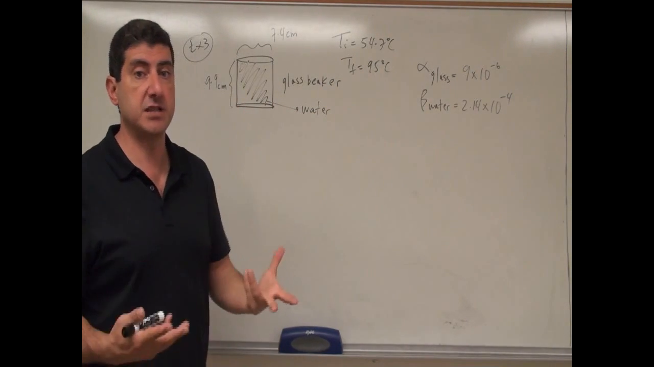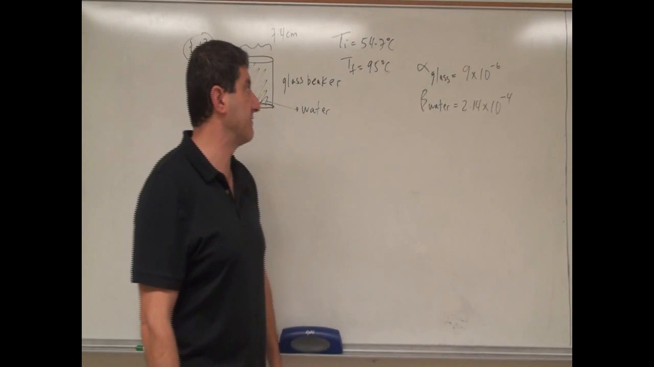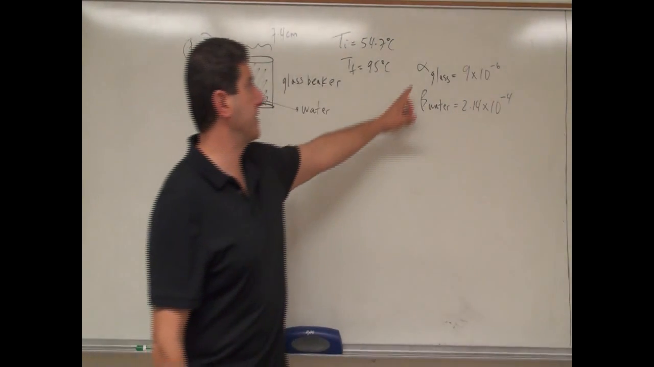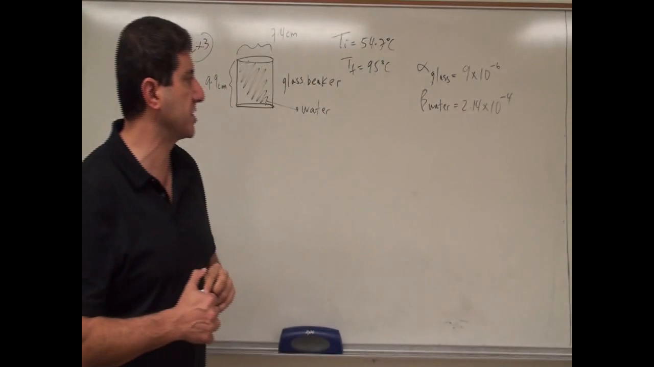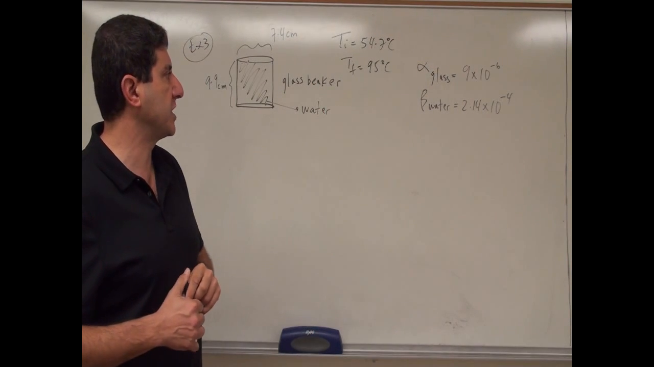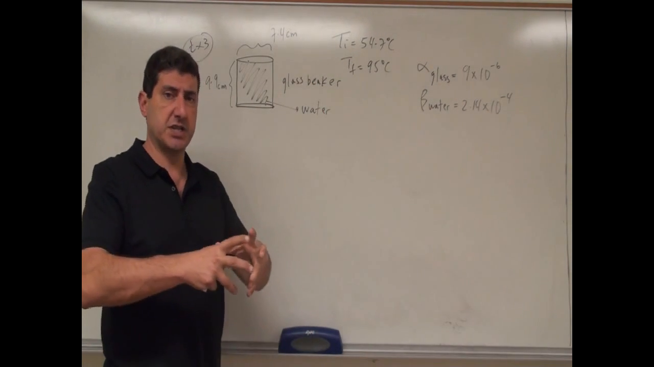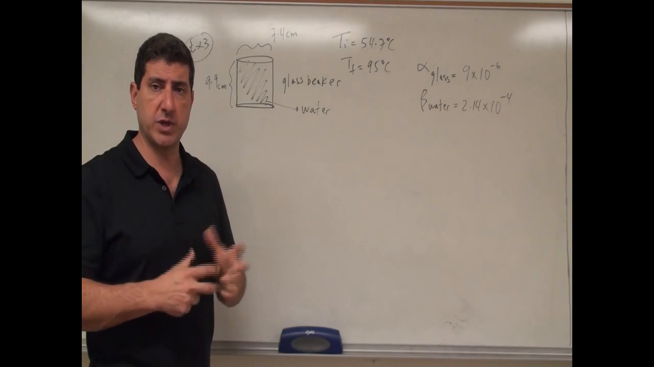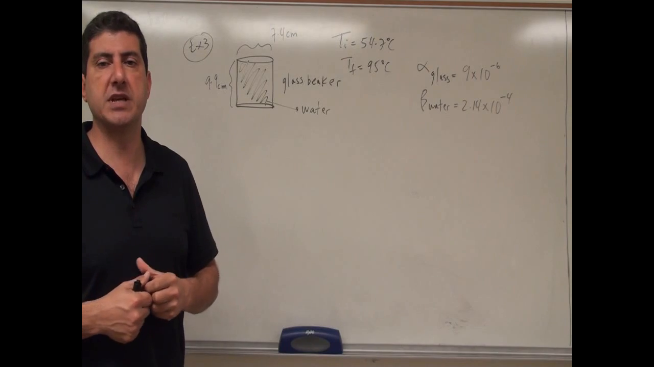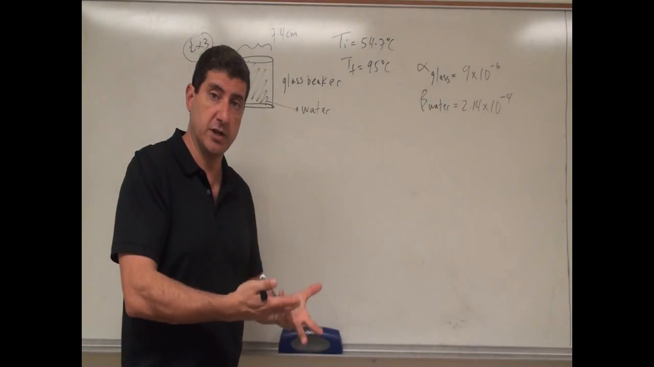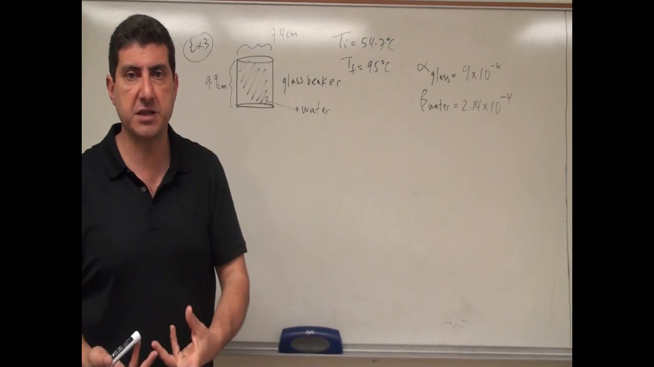Now let's say I heat this up. The final temperature is 95 Celsius. The alpha of the glass is given as 9 times 10 to the minus 6, and the beta of the water is given as 2.14 times 10 to the minus 4. So the glass beaker is going to expand slightly when I heat it. The water is going to expand slightly. So what's going to happen at the end? Is the water going to spill, or is the water still going to remain in the glass beaker?